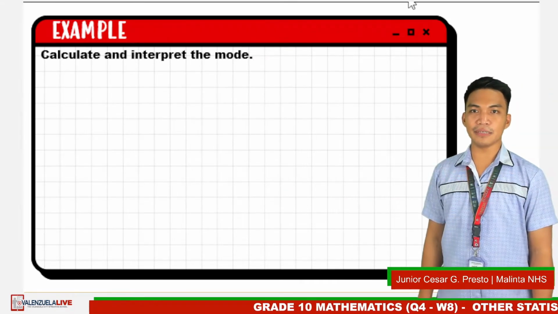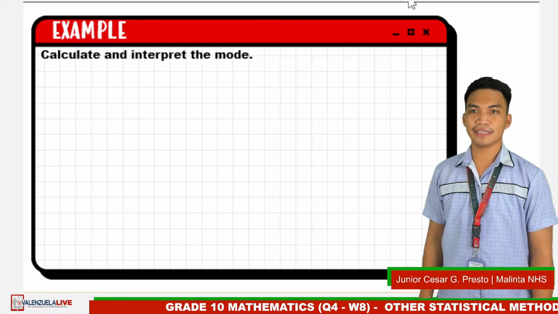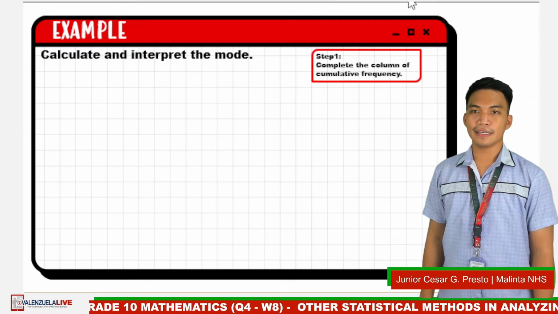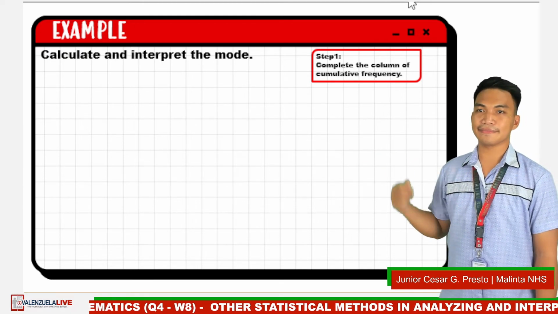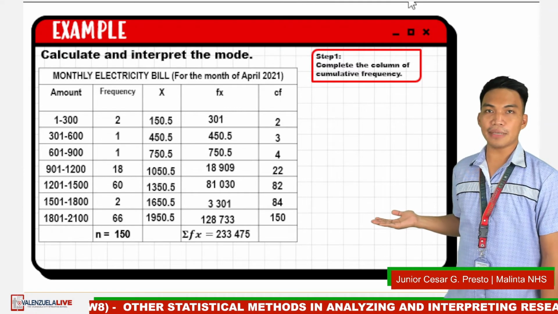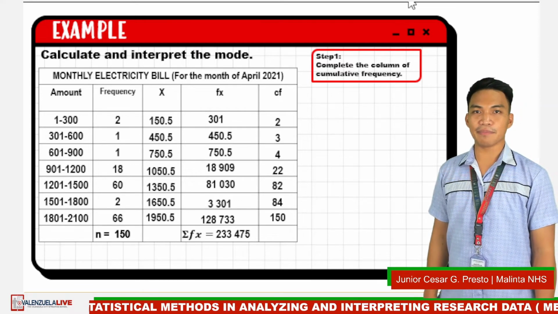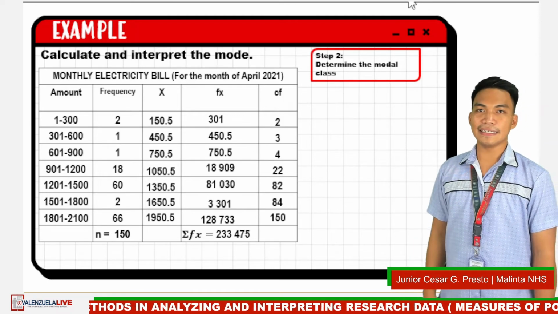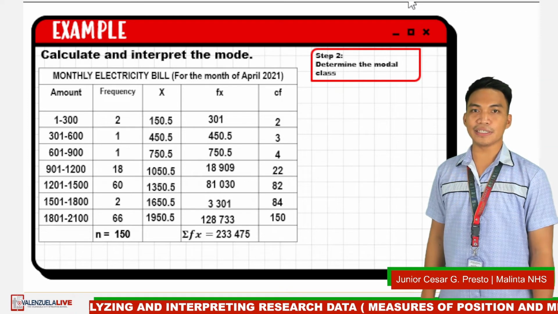Calculate and interpret the mode using the same table and values of the previous example. Recall that we have 3 steps to solve for the mode. Like the median, we need to complete the column of the cumulative frequency. Since we have already constructed the frequency distribution table from the previous example, we can now proceed to the next step, which is determining the modal class. In this case, we have to take the highest frequency in the distribution table.